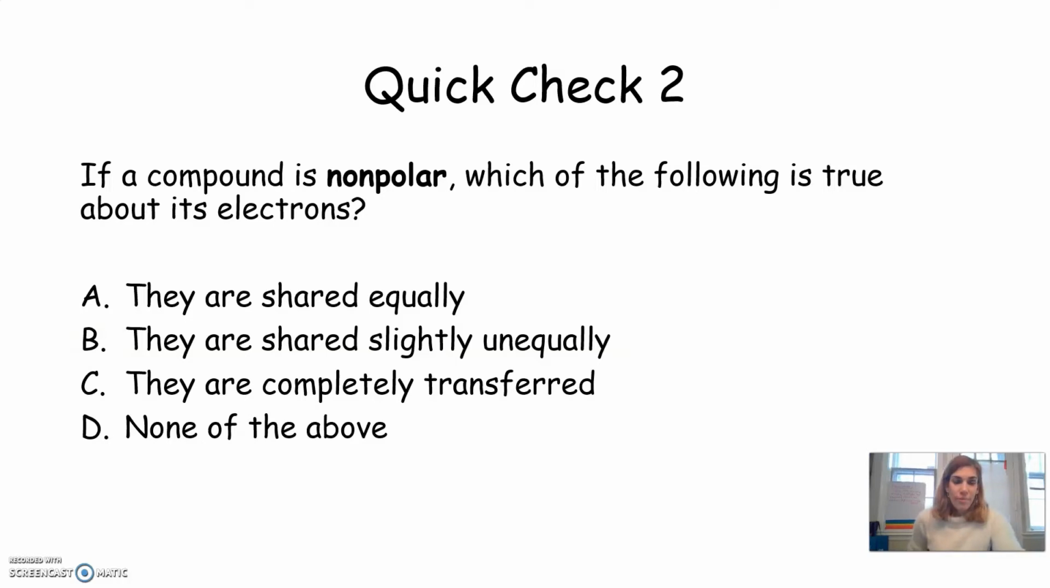Let's try another one. If a compound is nonpolar, which of the following is true about its electrons? A, they are shared equally. B, they are shared slightly unequally. C, they are completely transferred. Or D, none of the above. Please don't pick D. So the answer for this one is A.